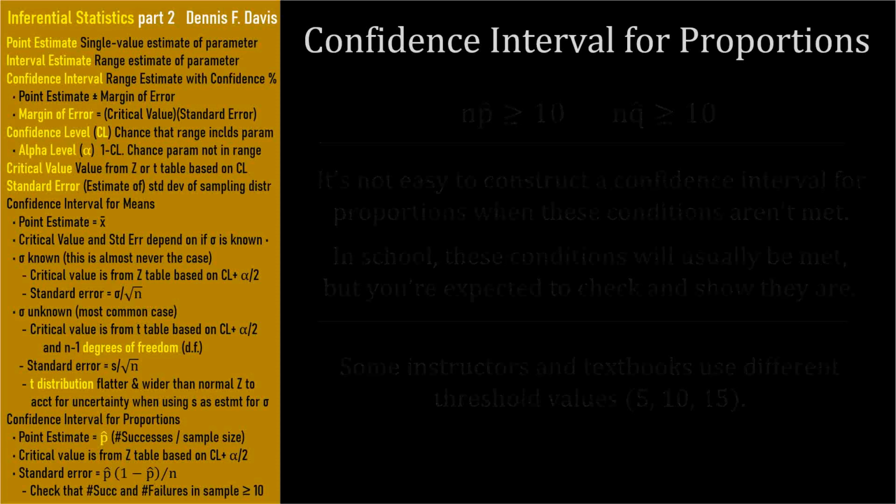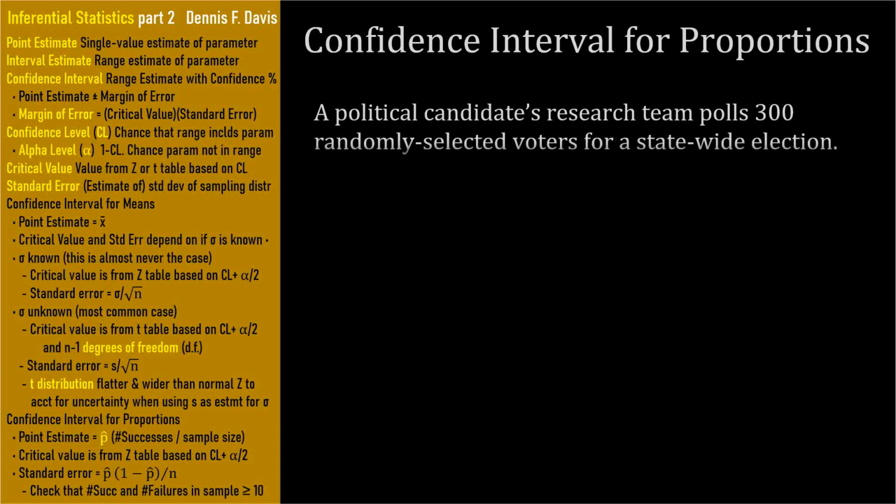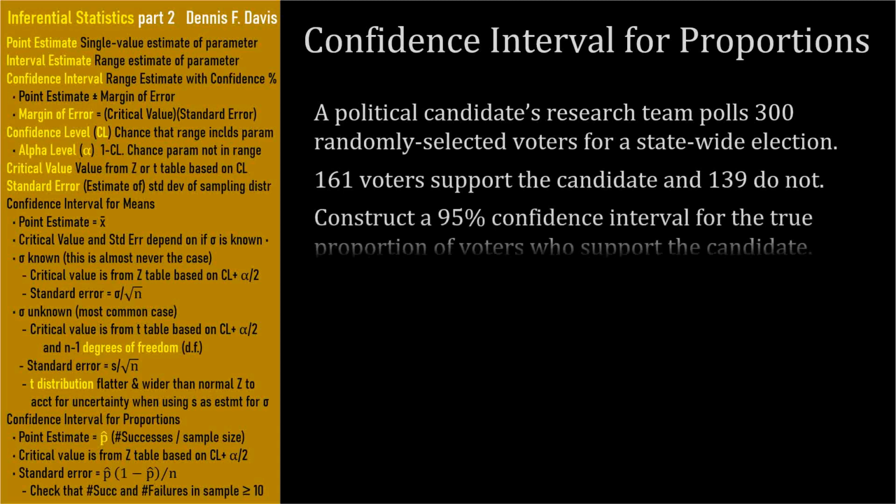Let's do another problem. A political candidate's research team polls 300 randomly selected voters for a statewide election. 161 voters support the candidate, and 139 do not. Construct a 95% confidence interval for the true proportion of voters who support the candidate.